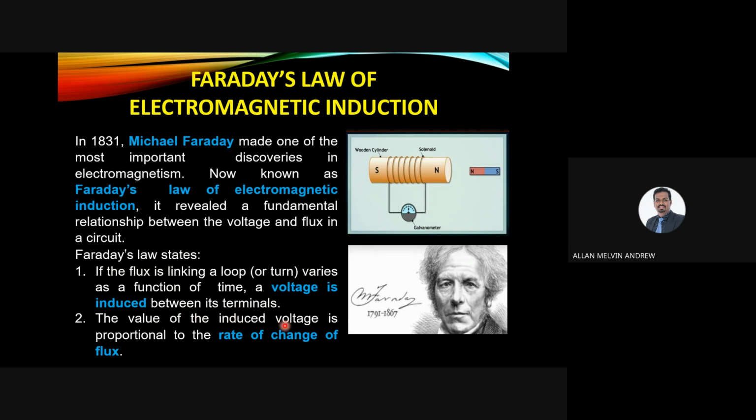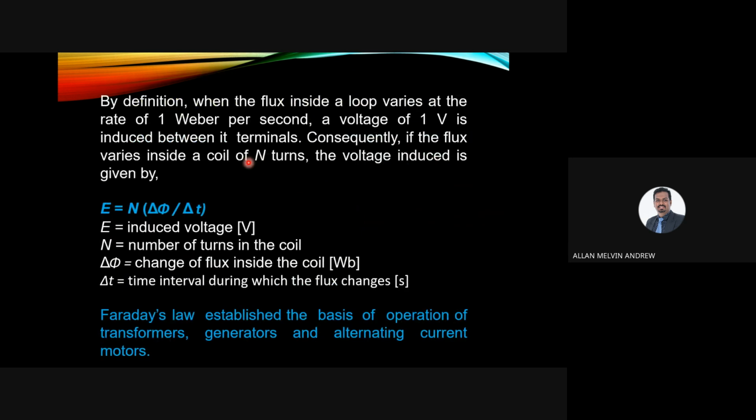The value of the induced voltage is proportional to the rate of change of flux. Inside here we have flux, so the more it changes, the more voltage will be induced. That is the discovery made by Michael Faraday. By definition, if the flux inside the loop varies at the rate of 1 Weber per second, a voltage of 1 volt is induced between its terminals.